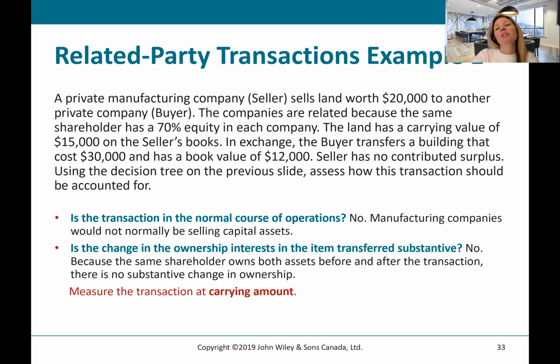Well, is this transaction in the normal course of operations? No, because we're exchanging buildings and land, so that's not part of our regular business. Is the ownership interest item transferred substantive? No, because the same shareholder owns both assets before and after the transaction, so there's no change in ownership. So we must measure the transaction at the carrying amount.